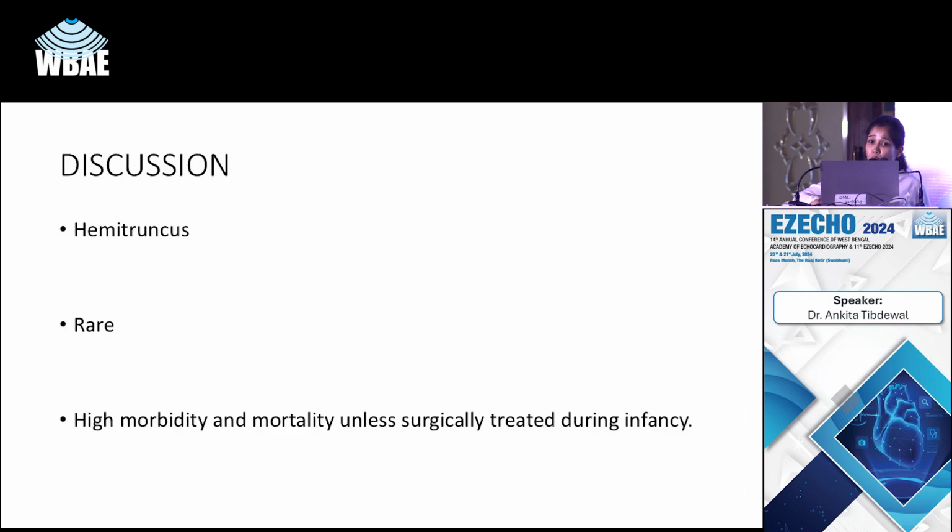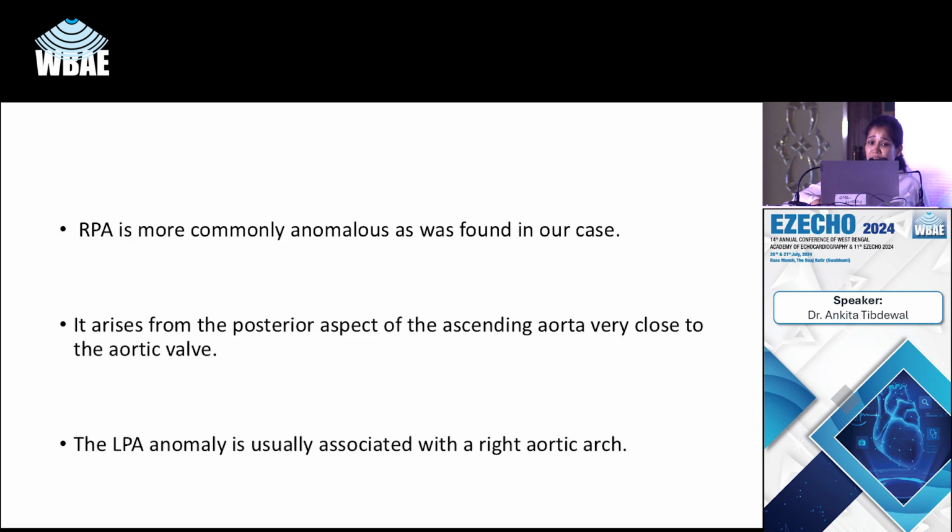The RPA is more commonly anomalous, as was found in our case, versus the left pulmonary artery. It arises from the posterior aspect of the ascending aorta very close to the aortic valve. And the left pulmonary artery anomaly is usually associated with a right-sided aortic arch. This entity can be associated with a patent ductus arteriosus, tetralogy, aortopulmonary window, ASD, ischemic hypoplasia, or an interrupted aortic arch.